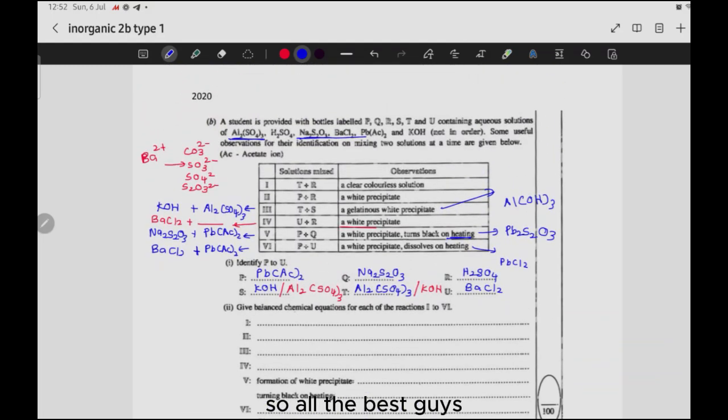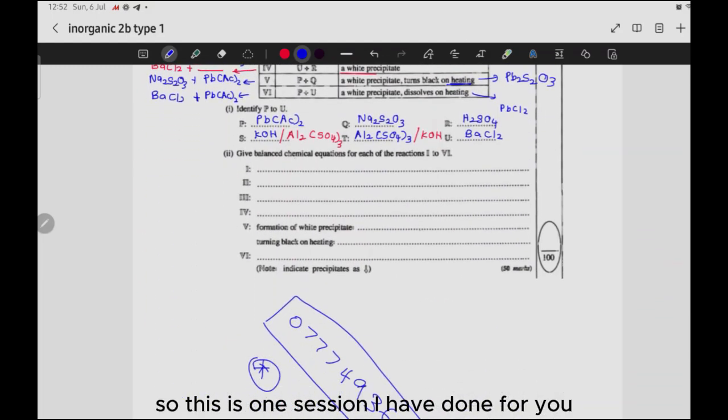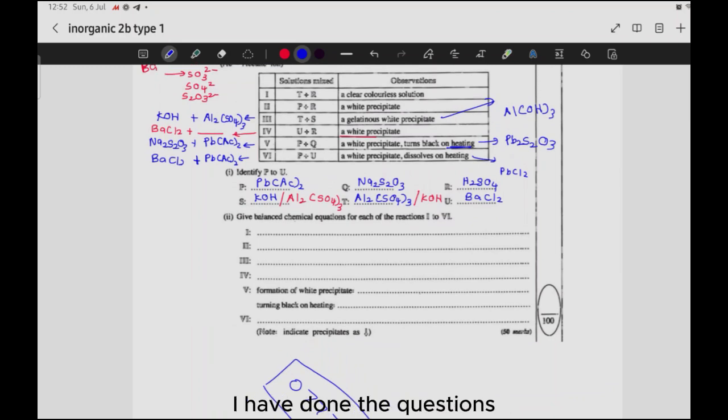So all the best guys. This is one session I have done for you all. I have given the note, I have done the questions, and I have shown how to apply the note also. So go through it, and that's it for the day. All the best guys, have a nice day.